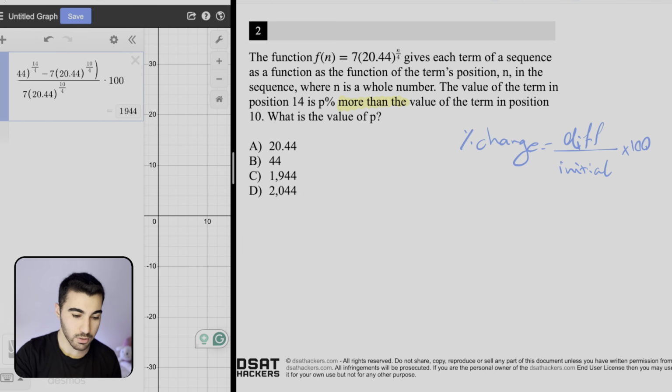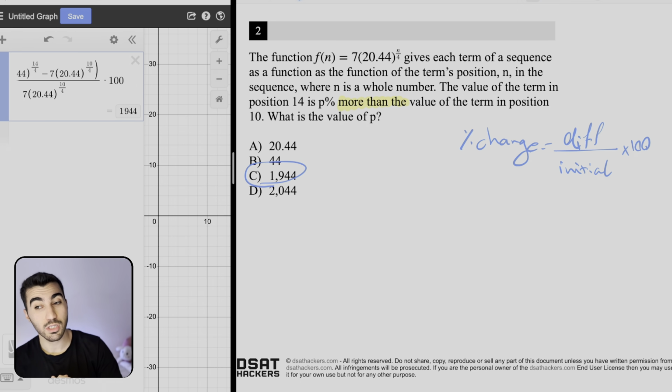1944 is choice C, the correct answer. Most students miss this question by choice D, 2044, because they find the term in position 14 is p% of the value of the term in position 10. They find the percent of rather than how much percent more, right?